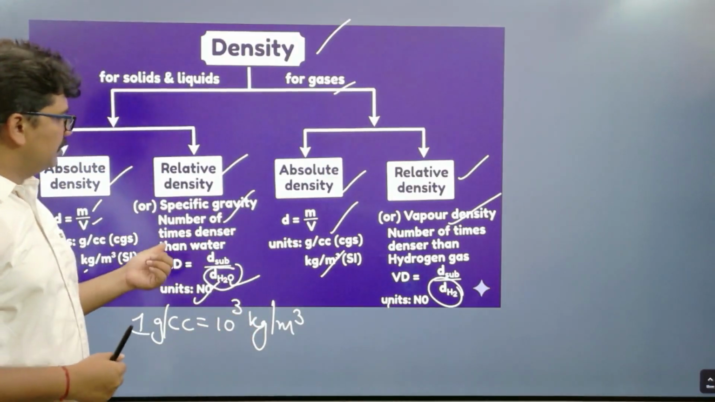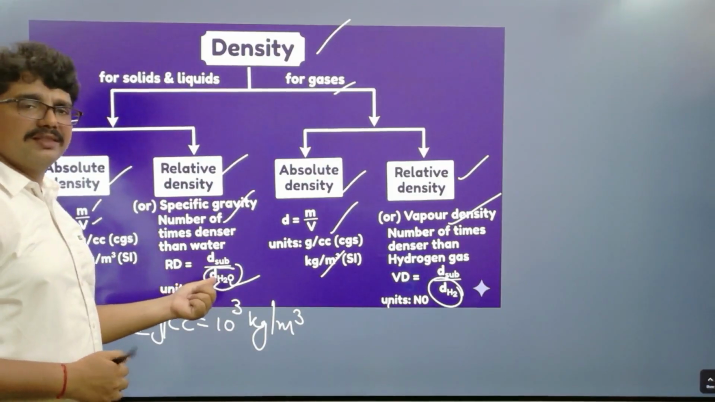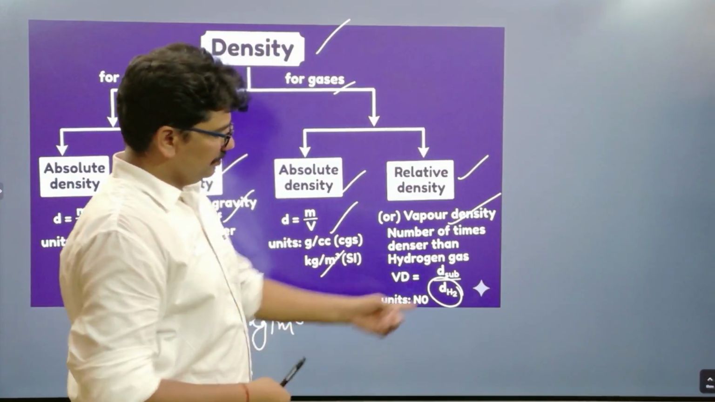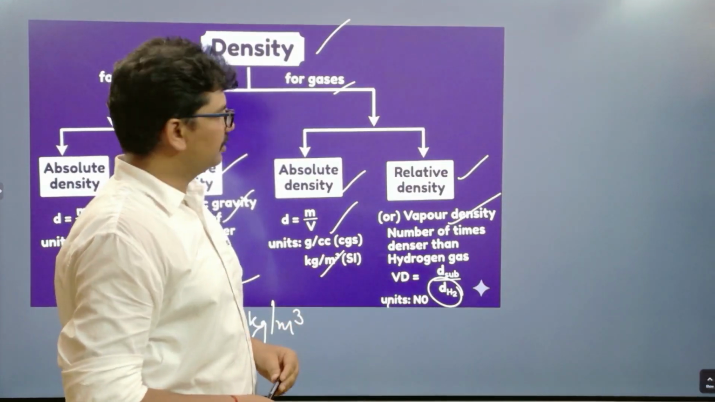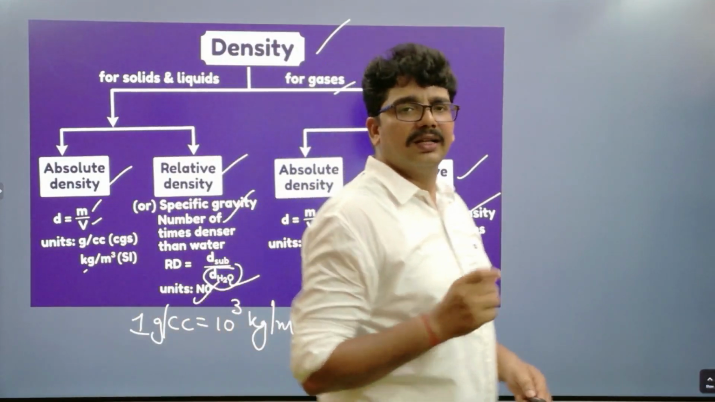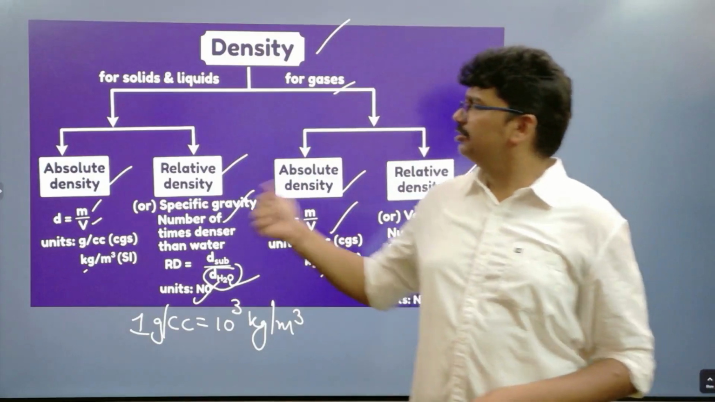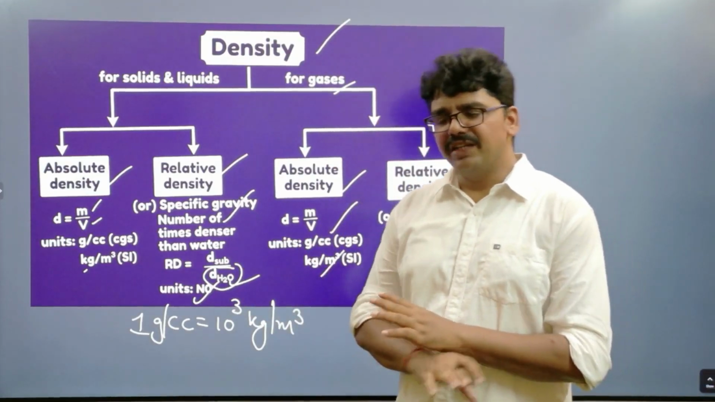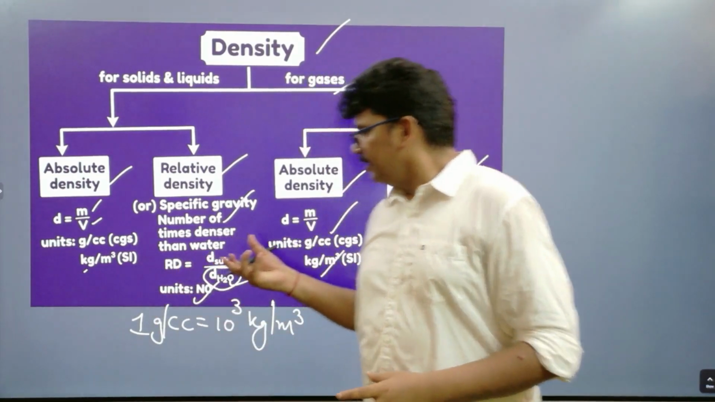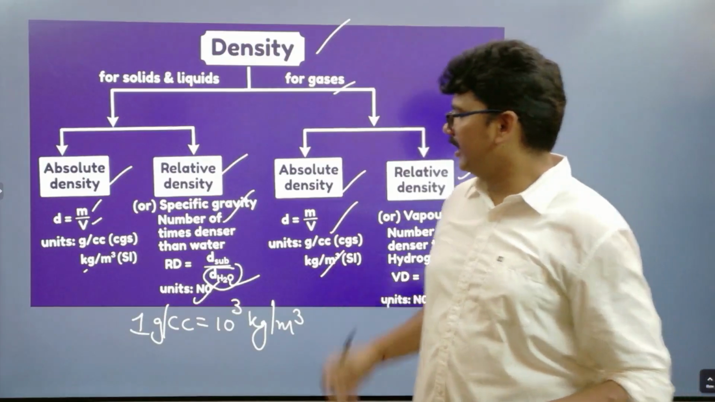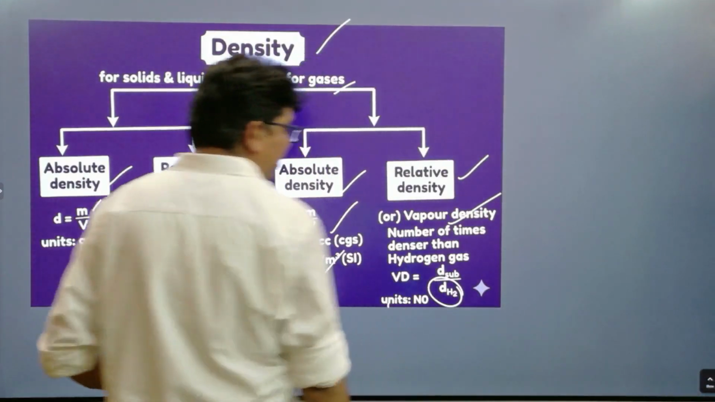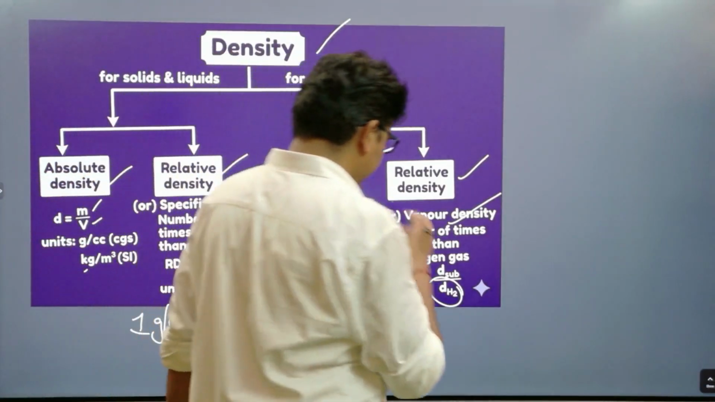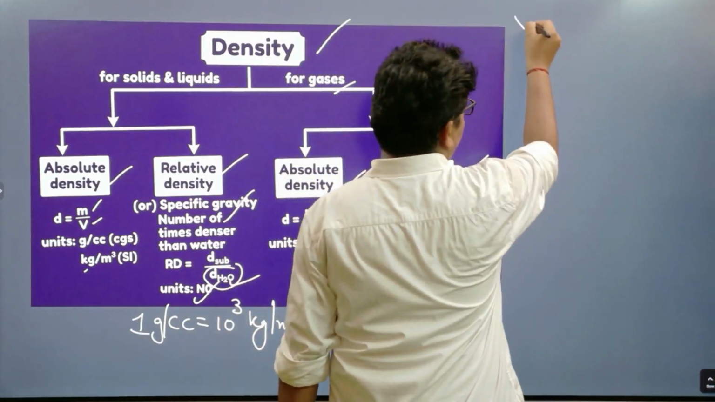For solids, to measure relative density, our reference is water. For gases, to measure relative density, hydrogen is our reference. So a gas's relative density is vapor density, and a solid's or liquid's relative density is specific gravity. Both do not have units. In the exam they will mention it like this. Now coming to vapor density, one very important point.